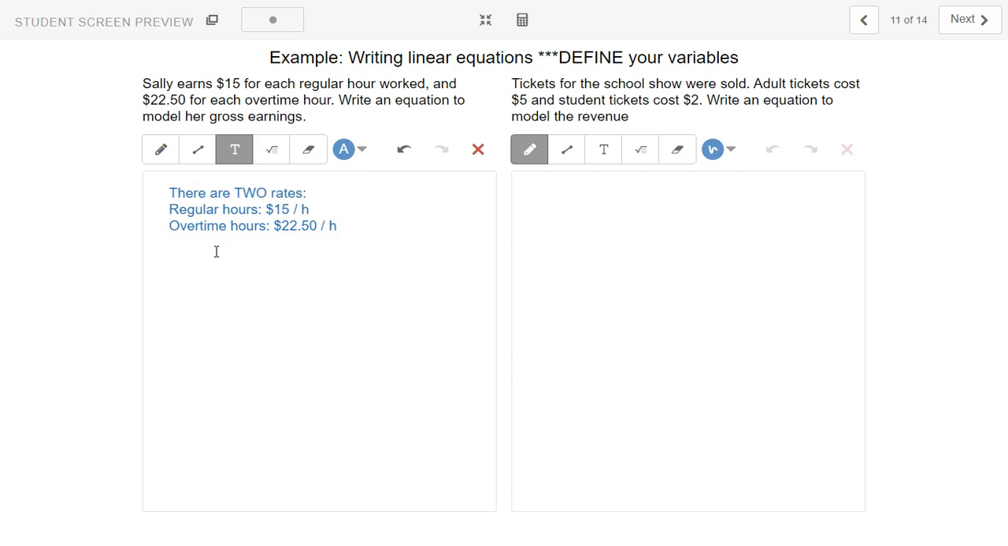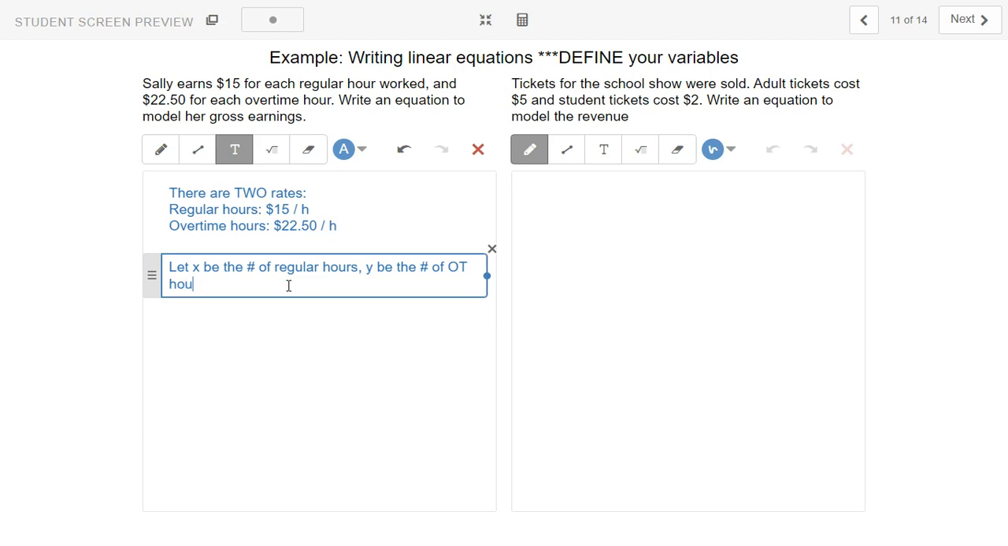Now let's define this by using two different letters. We're going to say let x be the number of regular hours. Let y be the number of overtime hours worked. And we can use the letter E to represent the earnings.